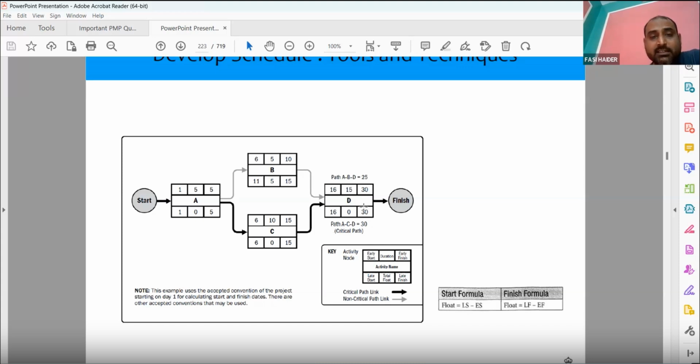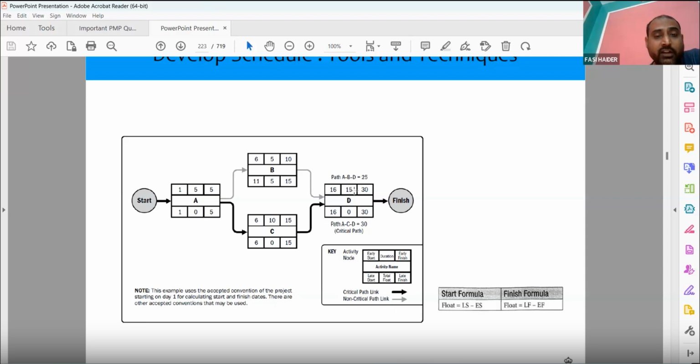Let us say that activity D can be completed only after both B and C are completed, and activity A. Suppose it is said for doing activity A, you need 5 days. For doing activity B, you need 5 days. In the middle, it is the duration. Activity A takes 5 days, activity B takes 5 days, activity C takes 10 days, and activity D takes 15 days. This is given in the question.